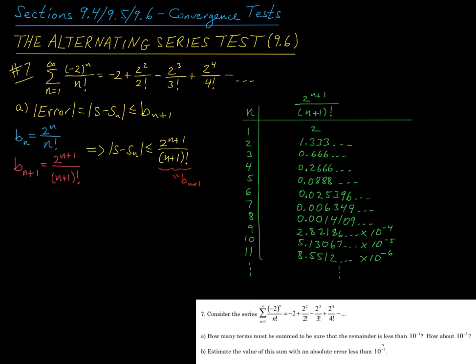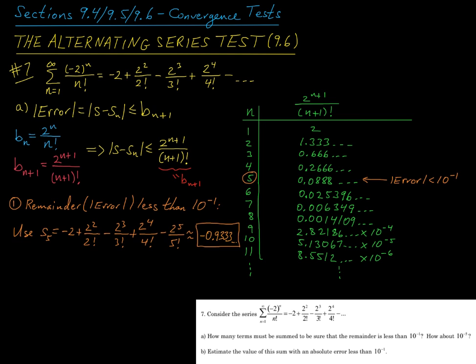All right, so now for part A, again, it says how many terms must be summed so that the remainder, in other words, the error, is less than 10 to the negative first. So just going down this column here, what's the first value of n so that the remainder is less than 1/10? It's right there, when n is 5. And so that means I'm going to use the first 5 terms of our series, in other words, s sub 5, and when you compute that, you get negative 0.9333, and the 3's just continue. So if I use the first 5 terms of this series as my approximation, I know that the error in my approximation is less than 1/10.